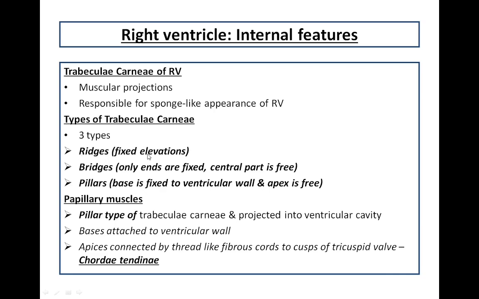Here the ridge is a fixed elevation. Then bridges: both ends are fixed and the central part is free. While a pillar has its base fixed to the ventricular wall and its apex free. Ridge and pillar are almost the same, but the height of the pillar is more than the ridge.